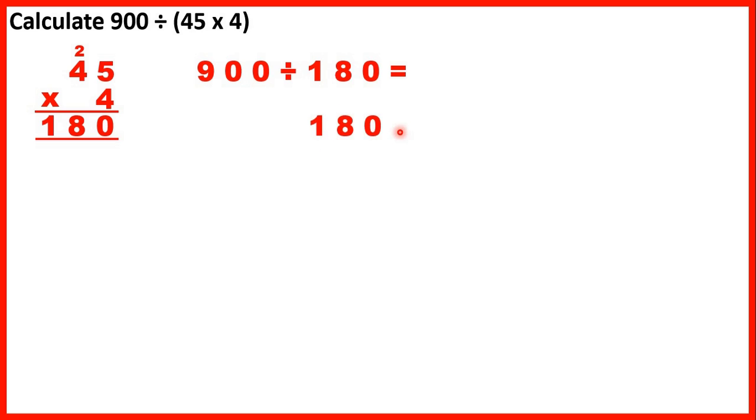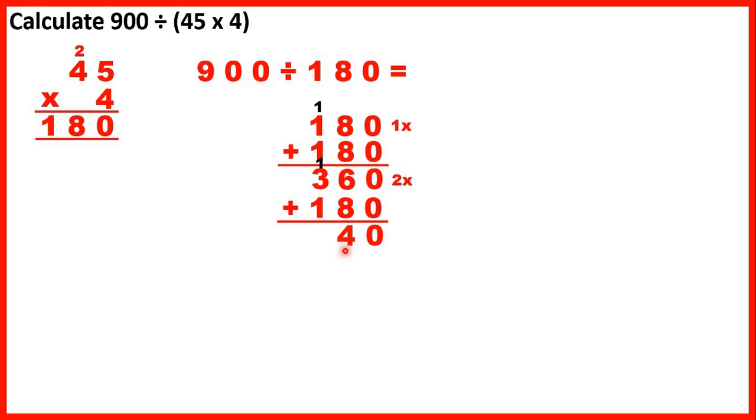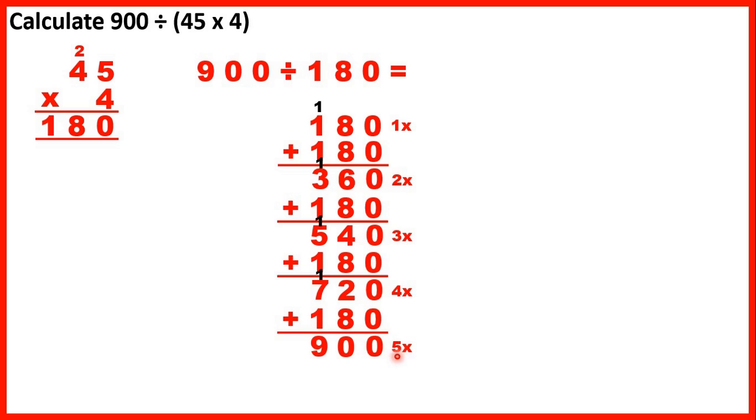So 180 is of course 1 times 180, but if we add another 180, that gives us 360 for 2 times. We can keep going. We get 540 for 3 times, 720 for 4 times, and then we can work out that 5 times 180 is 900, and that means 900 divided by 180 is 5, so that's our answer.